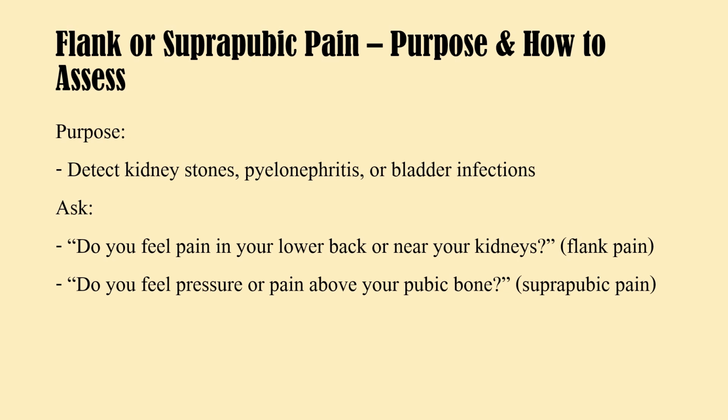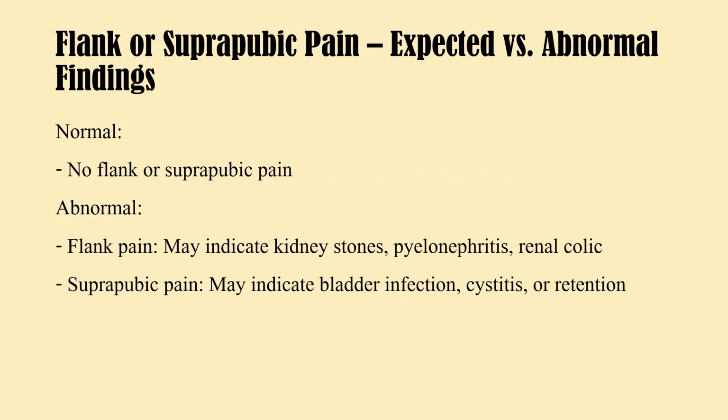Shifting to pain assessment, the nurse checks for flank or suprapubic discomfort. This can uncover underlying concerns such as kidney stones, pyelonephritis, or bladder infections, each of which requires targeted interventions. Since no pain is considered normal, flank tenderness might indicate renal issues. In contrast, suprapubic pain can signal bladder infections, cystitis, or urinary retention, highlighting the importance of pinpointing the exact location.